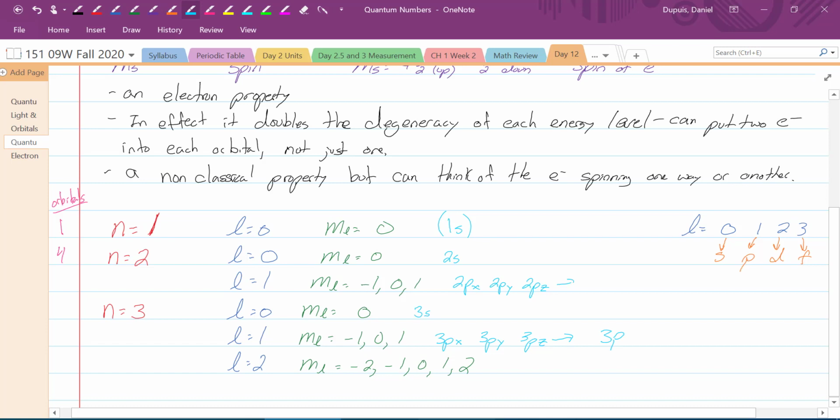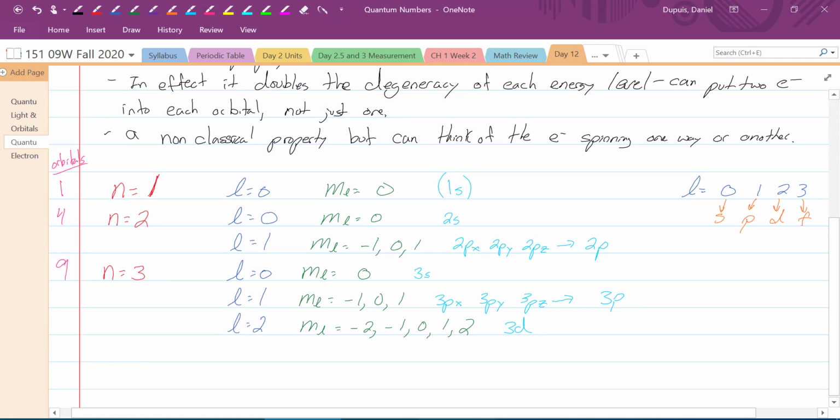Just like we lump those and say we just got 2p. And then we have the 3d orbitals. Now that's 3dxy, 3dyz, 3dxz, 3dx squared minus y squared, and 3dz squared. There we go. But we're just going to lump these together. And there's 9 orbitals. So you might be seeing the pattern here.